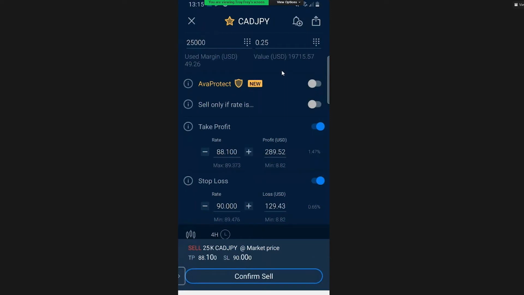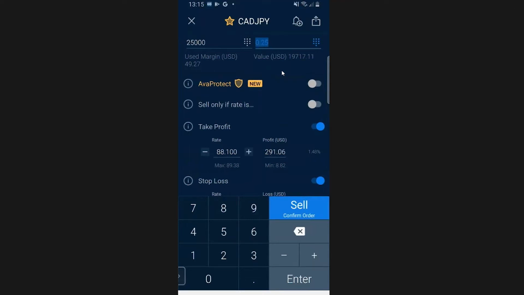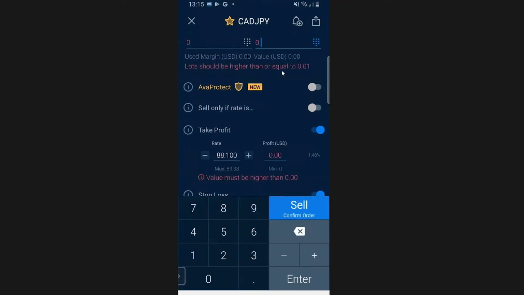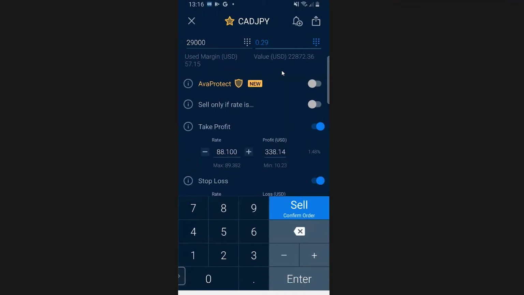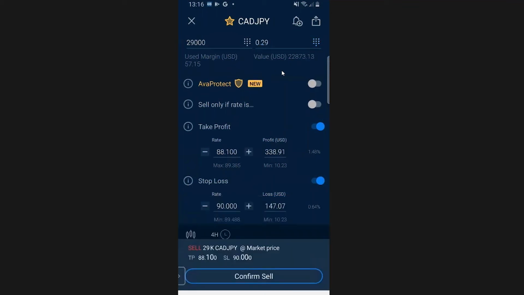You see how the app is doing the risk management for me. 0.29. And there, now I'm risking 146 and change. So it's almost my 150. I could go 0.3 probably and be okay.